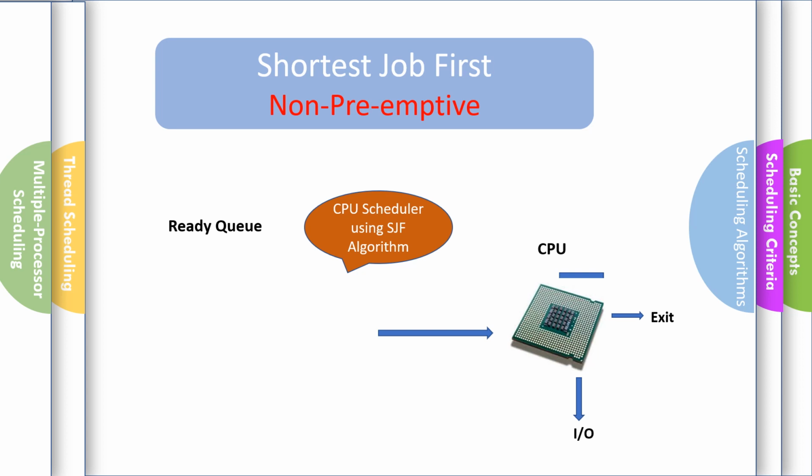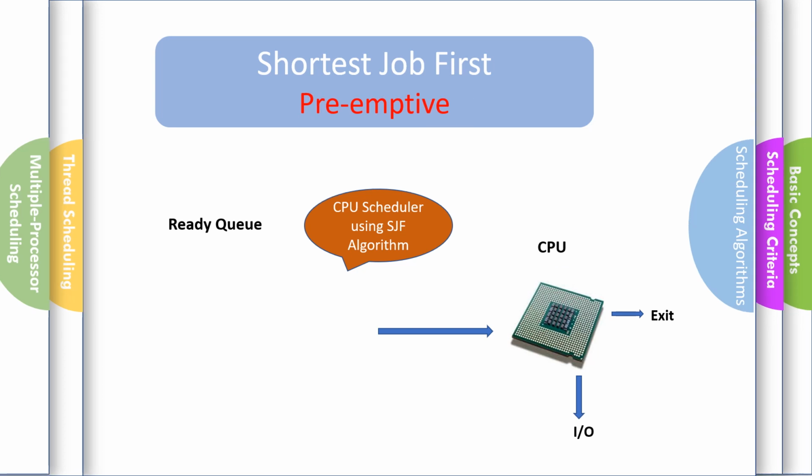So this is called a non-preemptive algorithm. Next, we will see the shortest job first preemptive version. Here, you remember that if there is a process running in the CPU with a higher burst time, it will be removed for a process which has a lower burst time.